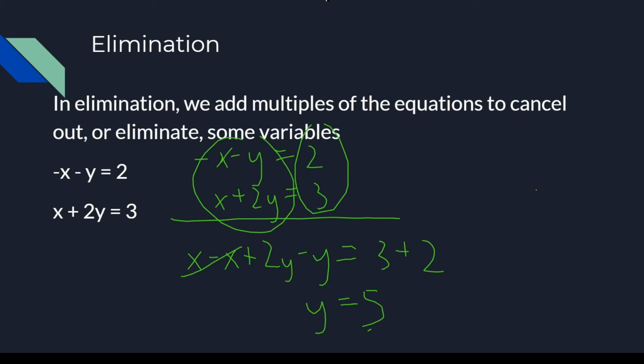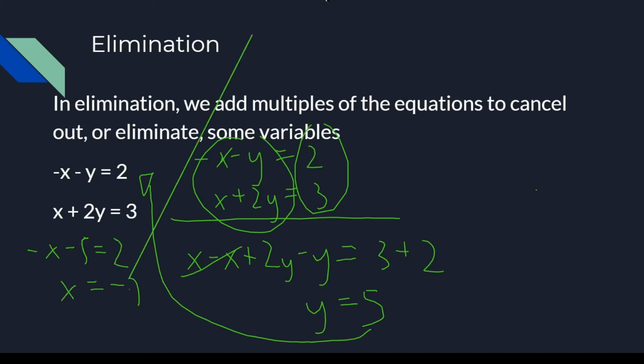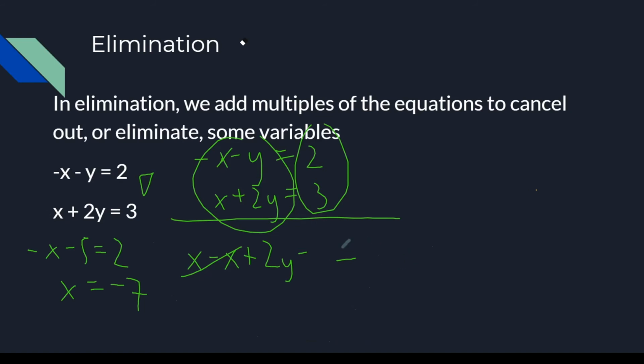And then you go back and substitute that into the first equation. You have negative x minus 5 equals 2. So x is just equal to negative 7. Make sense to everyone? If you plug that into the first equation, you get 7 minus 5 equals 2. So the first equation is satisfied. Second equation, you get negative 7 plus 10 equals 3, also satisfied. Okay, so that's an example of elimination.